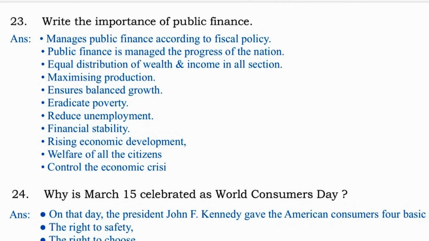23rd question. Write the importance of public finance. Public finance is managed according to fiscal policy. It helps in equal distribution of wealth and income among all sections, maximizing production, ensuring balanced growth, eradicating poverty, reducing unemployment, financial stability, raising economic development, welfare of all citizens, and control in economic crisis.